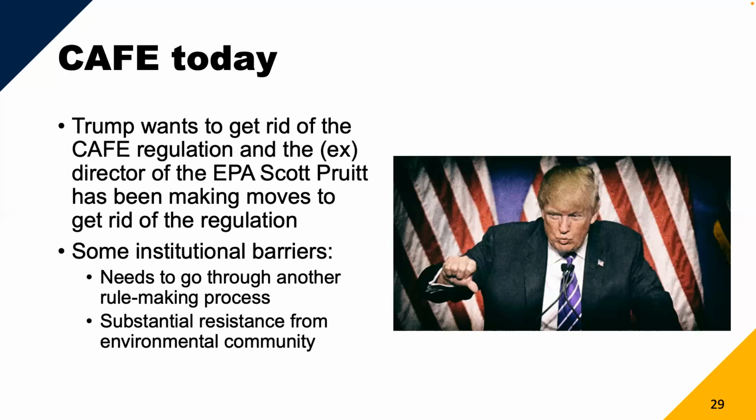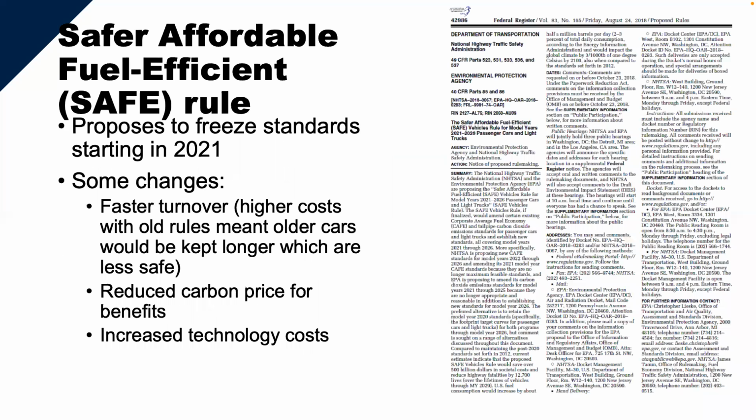So it was actually easier for them to get rid of this. But there are a lot of institutional barriers to this. It needs to go through a whole other rulemaking process if you want to change it, and there's substantial resistance from the environmental community. You guys may have heard of this in the news. They eventually proposed this SAFE rule, which was the midterm update to the CAFE standards. Essentially, this would completely freeze the standards in 2021, so it would go back to being flat.